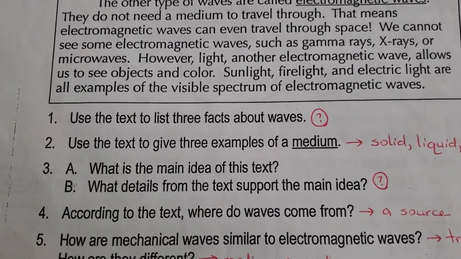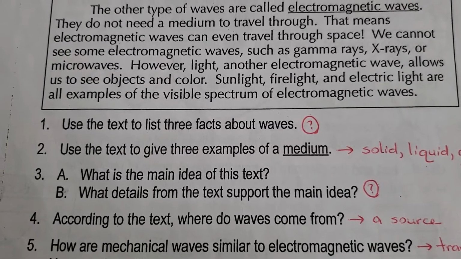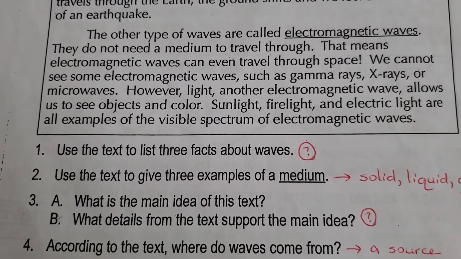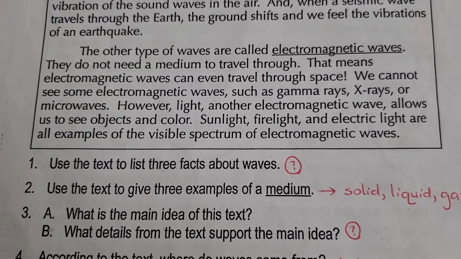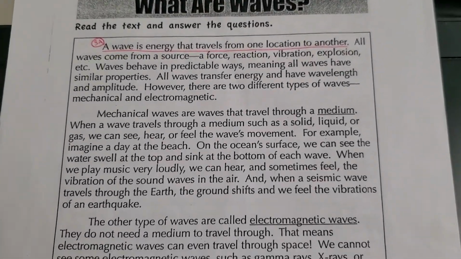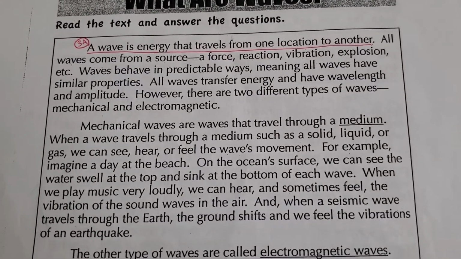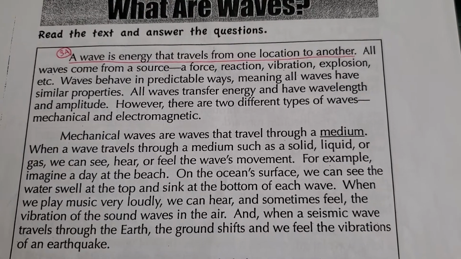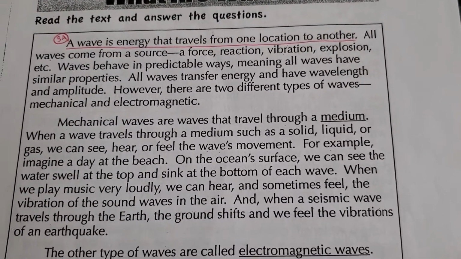Alrighty, answers. Number 1, use the text to list 3 facts about waves. Wow, I don't have any answers written down here at the bottom because who knows what facts you might have found. There are dozens, maybe even hundreds of facts up here in these paragraphs. Okay, maybe not hundreds, but there's a whole lot. You could have gone up to the first paragraph and said a wave is energy that travels from one place to another. Good fact. All waves have wavelength and amplitude.